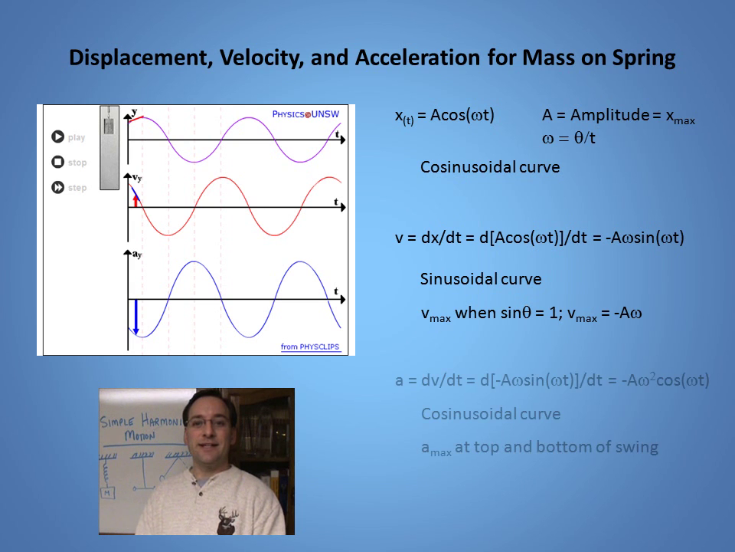We also see then the acceleration curve there. You can find the acceleration by taking the derivative of the velocity with respect to time. When you do that, you'll get negative A omega squared times the cosine of omega times t. This is a cosinusoidal curve again. Here we've got a max is at the top and the bottom of the swing. This occurs at that maximum x position, or the amplitude points.